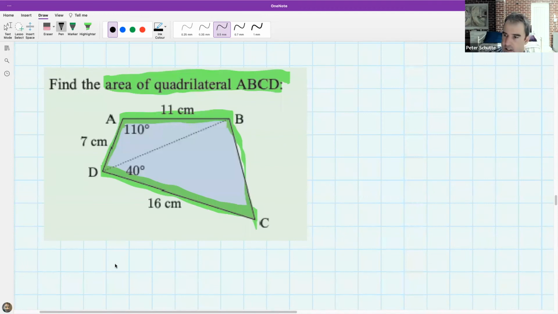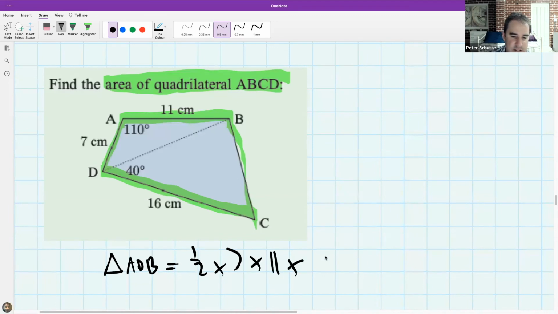So while we wait to see if anybody can help us with BD, I do think that triangle ADB should just be a half times 7 times 11 times the sine of 110. Now, what is that going to give us? Katleho has her hand raised. Okay, won't you unmute her? So I get 36.18 for just triangle ADB.